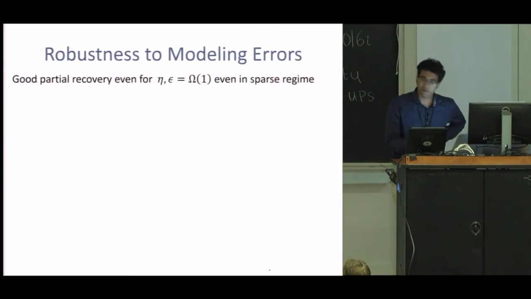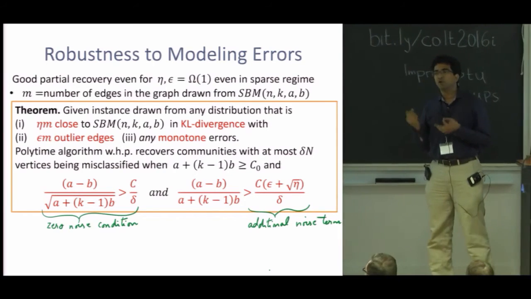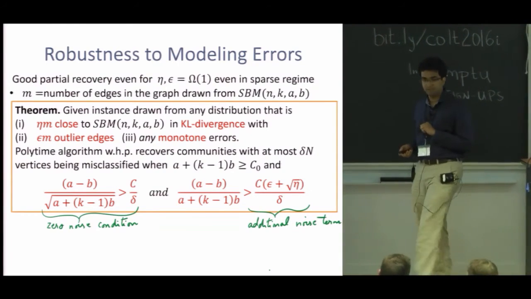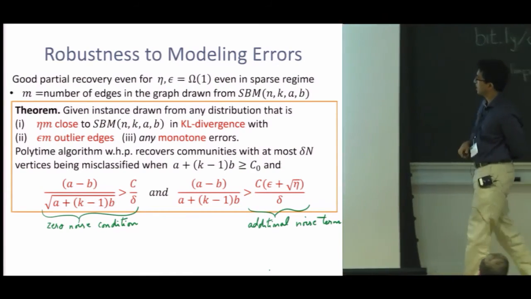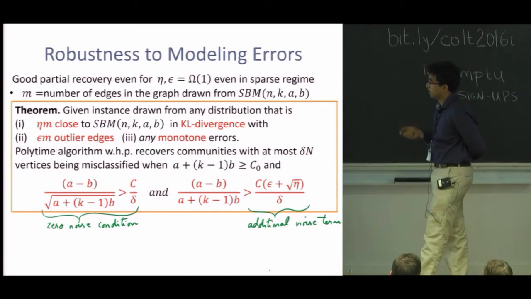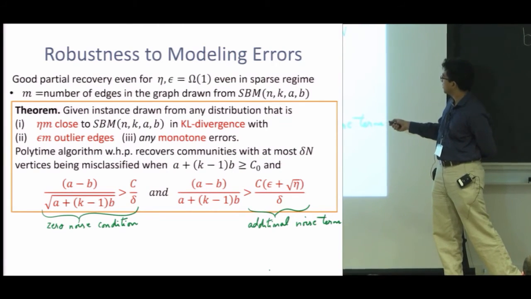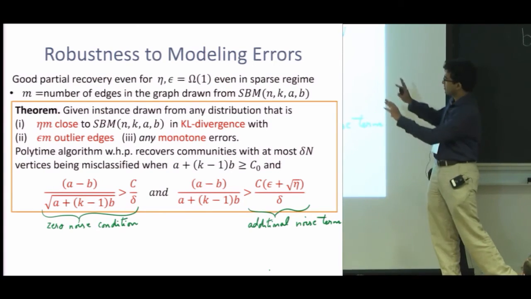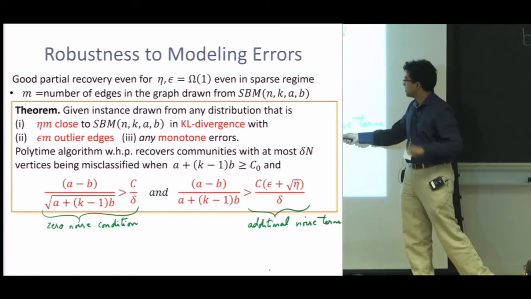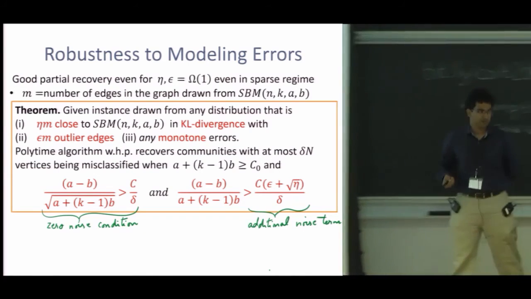Okay. So now what do we show? We basically show that you can get good partial recovery results even in the sparse regime, and you can tolerate up to a constant fraction of the edges being arbitrarily corrupted and so on. Given an instance where there is model misspecification in KL divergence, an epsilon fraction of the edges are complete outliers, and any number of monotone errors, you can recover the communities up to delta accuracy as long as this condition holds. It looks quite daunting, but the way to think about it is that this is the condition you would have even if there is no noise, and then you have this extra condition which depends on the noise.